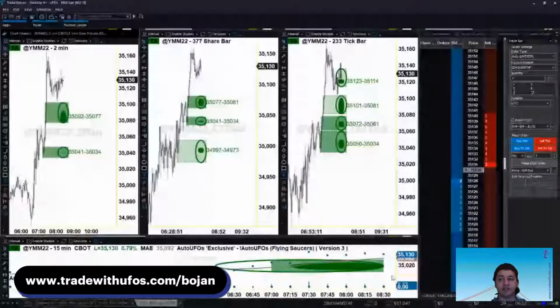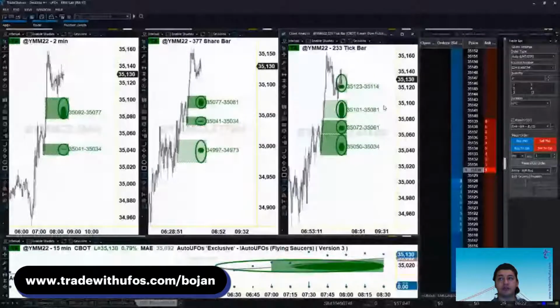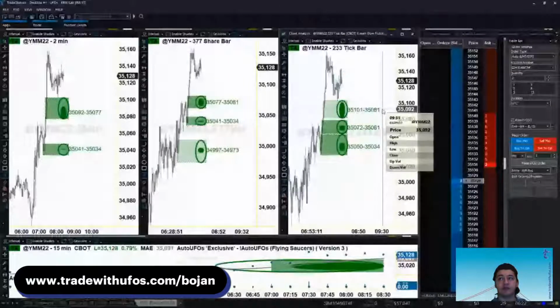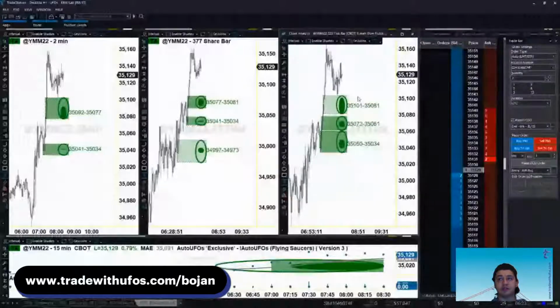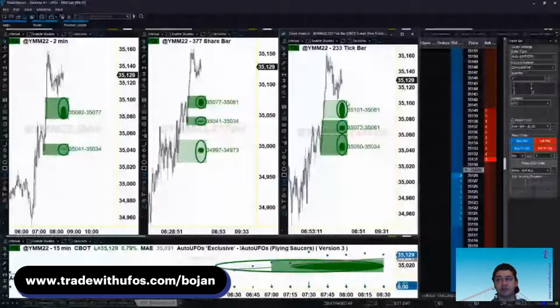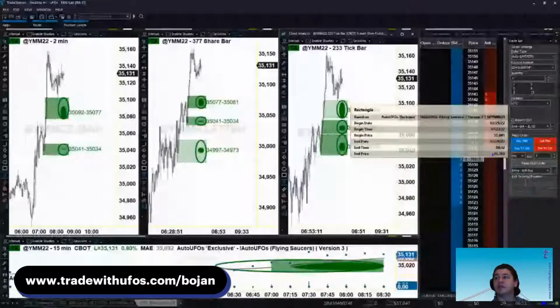The Dow is in a very similar position, as you see, 35,130, 35,092. That's within this UFO. Now, for this one, it's a little bit trickier. Let's go ahead and check it out just to be sure. The top of this UFO is 35,103.